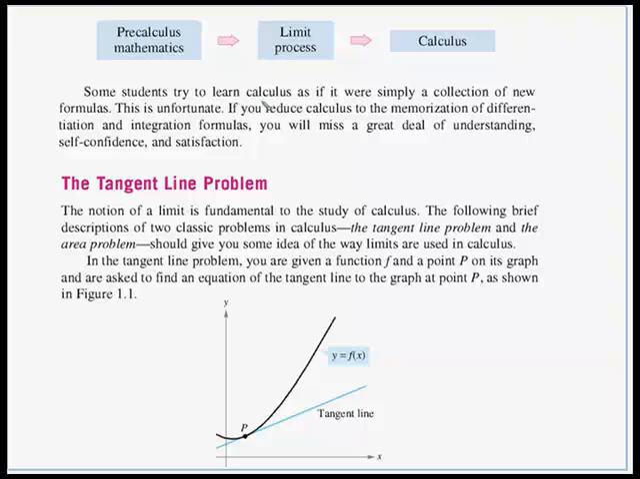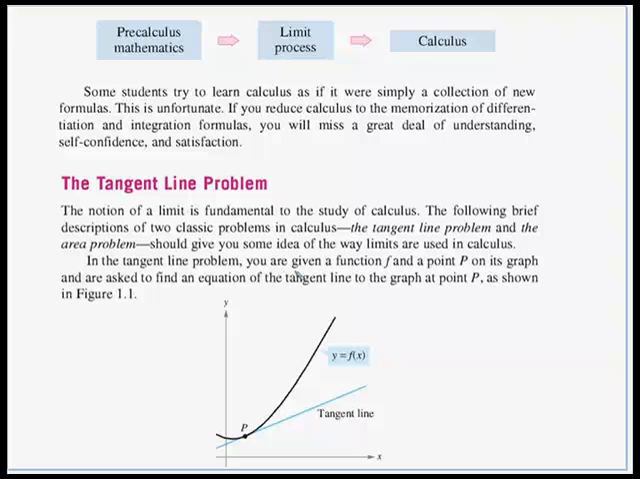Some students try to learn calculus as if it were simply a collection of new formulas to be memorized, and this is unfortunate. If you reduce calculus to the memorization of differentiation and integration formulas, you'll miss a great deal of understanding, self-confidence, and satisfaction. The notion of a limit is fundamental to our study of calculus. The following is a brief description of two classic problems in calculus: the tangent line problem and the area problem. This should give you some idea of the way limits are used in calculus.